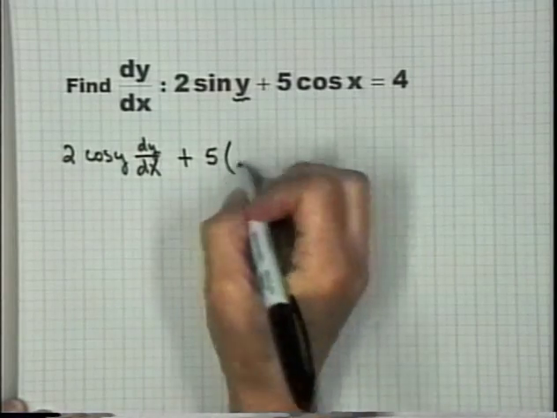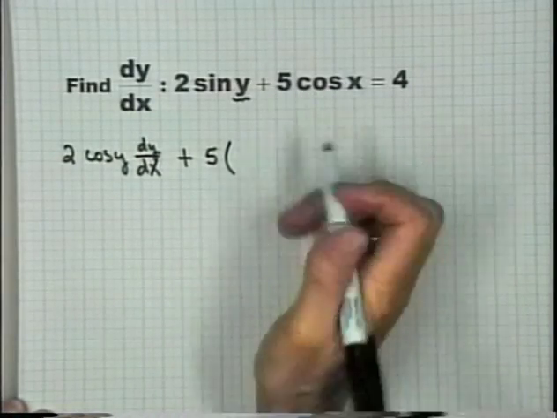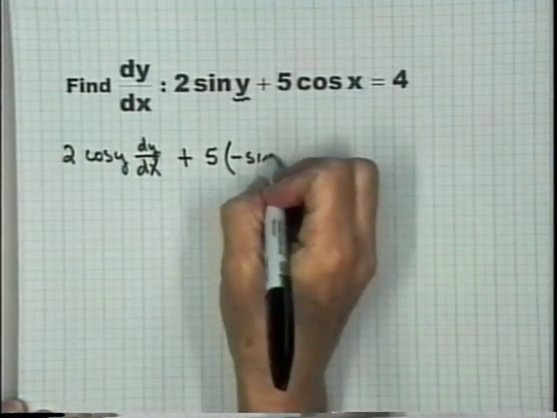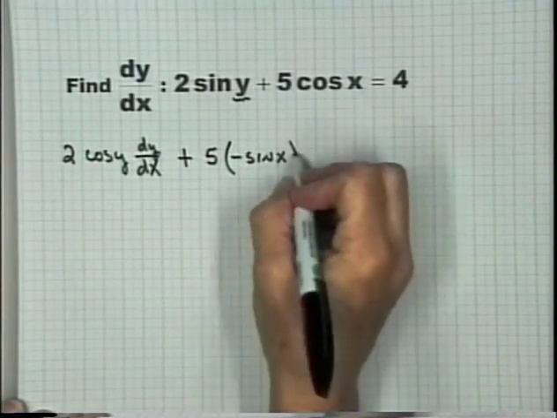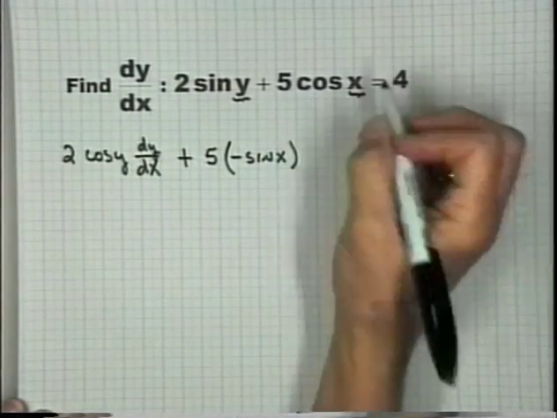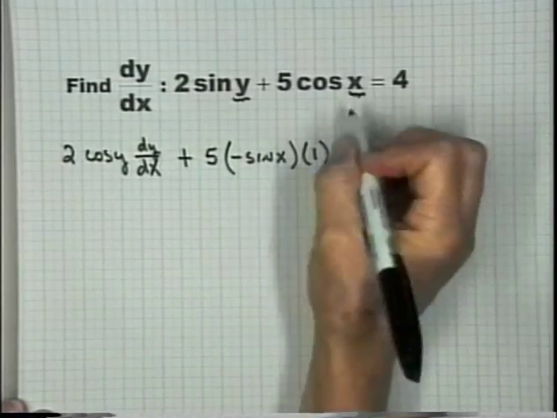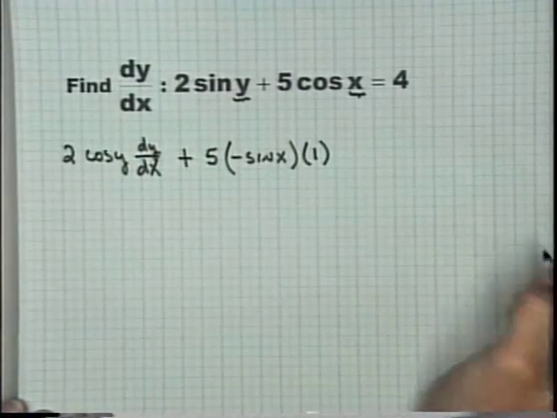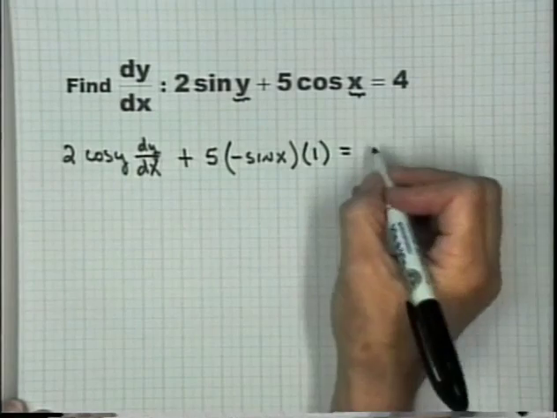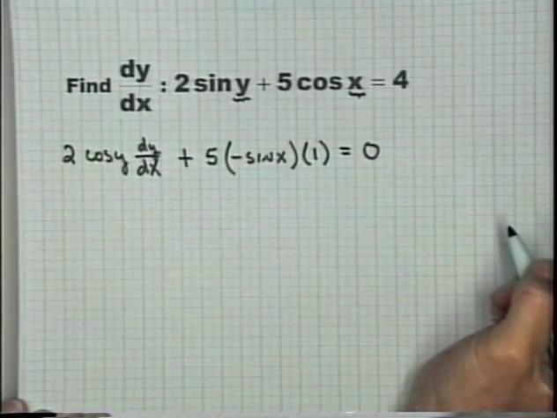Plus, we have another constant times this function. Okay, so we'll bring the constant down. This is a cosine function. The derivative of a cosine is negative sine, same argument, so negative sine x. The derivative of this argument would be a what? 1, because the derivative of x with respect to x is 1. Equals, the derivative of a constant is 0.